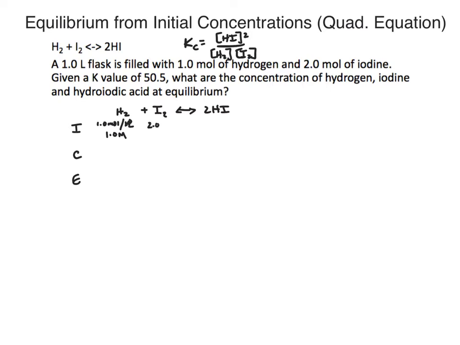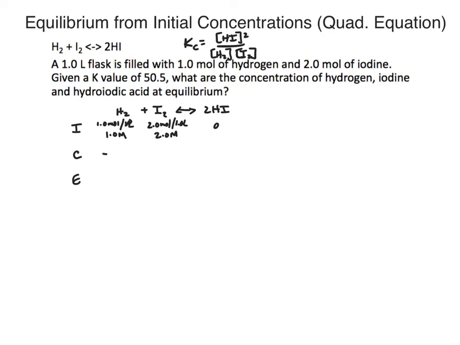In that same way, we're going to do the same approach with the iodine, and that's going to give us 2 molar. And then obviously HI is not present yet, it hasn't been mentioned, so that's the assumption we're going to make. So now our next step, guys, is going to revolve around the change associated with each of our reactants and products. We know that hydrogen and iodine are decreasing in concentration, and HI is increasing.